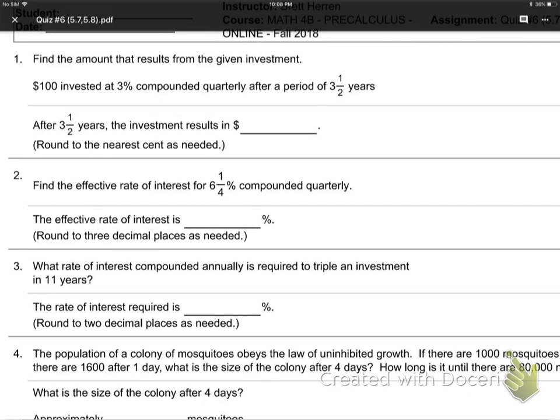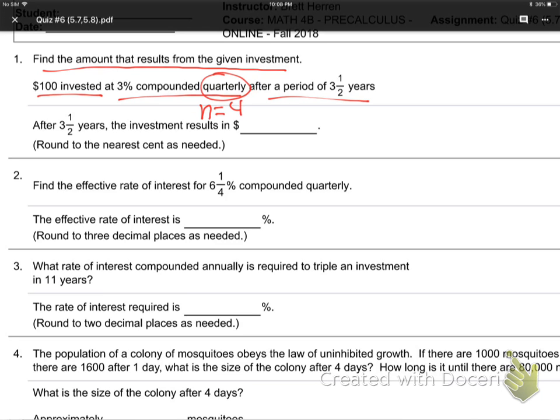Okay, so here we are, quiz number 6, problem number 1. And they're saying find the amount that results from the given investment. $100 invested at 3% quarterly for 3.5 years. So the compounding is quarterly. That means N equals 4 compoundings per year.